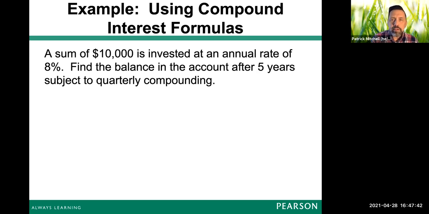All right, so here's an example, which I'm going to work out on the tablet. A sum of $10,000 is invested at an annual rate of 8%. Find the balance in the account after 5 years, subject to quarterly compounding. All right, so switching over to the tablet.